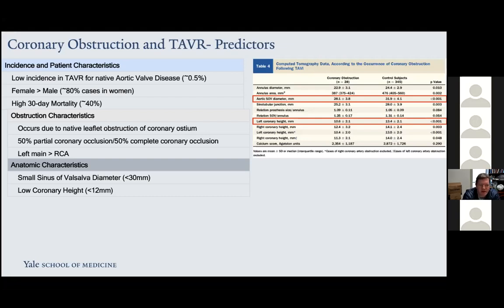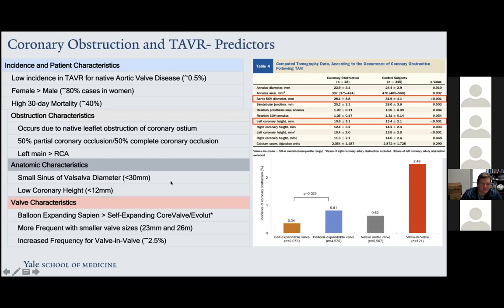And there are two main anatomic characteristics when we look at the patient's CT scan before: they have a small sinus of Valsalva. We talked a little bit about that before, looking at the size of the sinus of Valsalva, or they have low coronary heights. Interesting, there is this trend towards it occurring more for balloon expandable valves than for self-expanding valves.